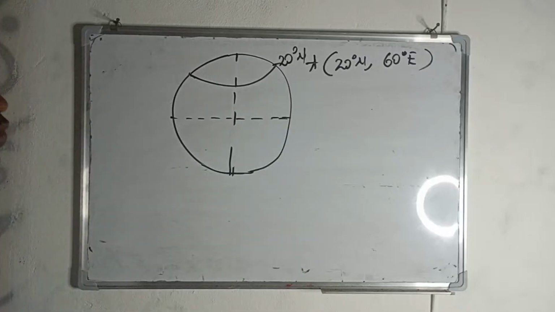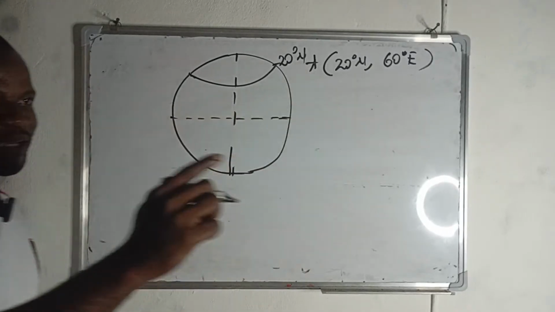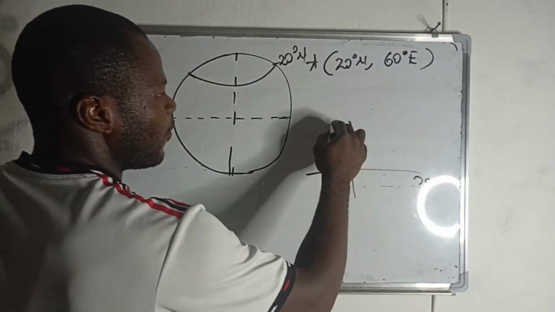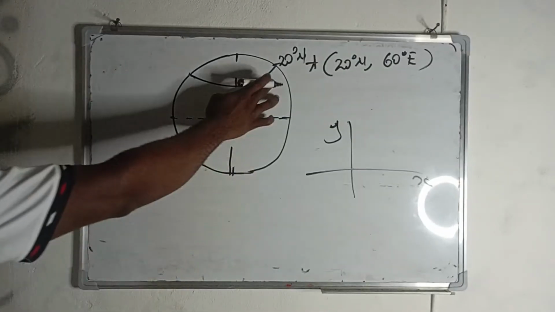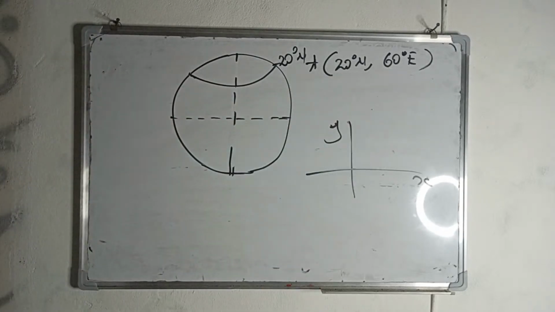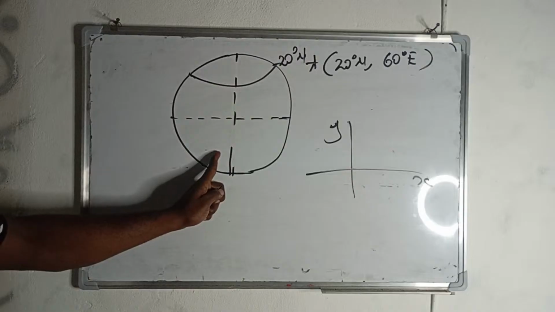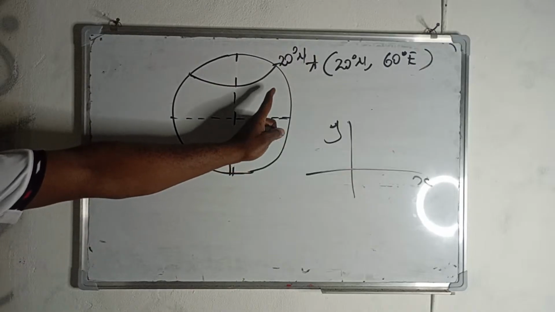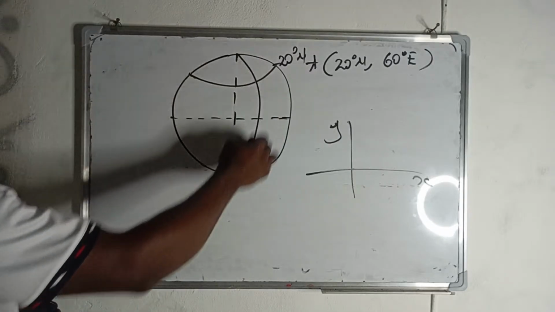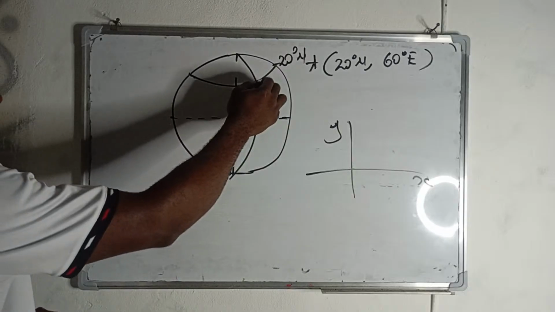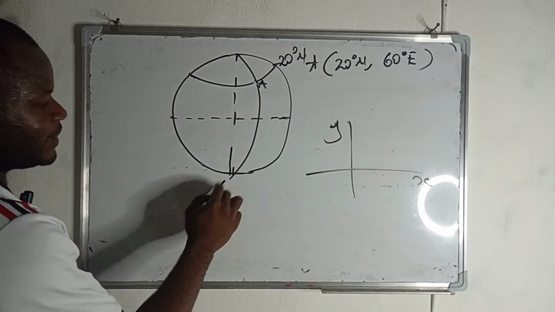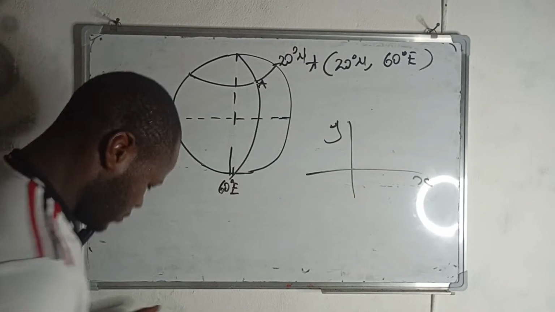Remember, we are representing the horizontal line first, just like in your graph, you always represent x. X is your horizontal, y is vertical. So we represent the horizontal first. So now this is 60 degrees east. When you come to this meridian line, your right side is the east, while the left side is the west. So of course this is going this way. This point is our town A, where the longitude angle is 60 degrees east.